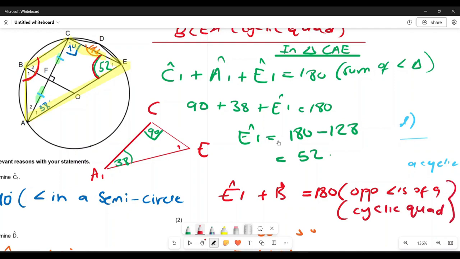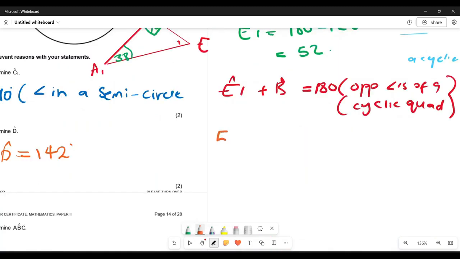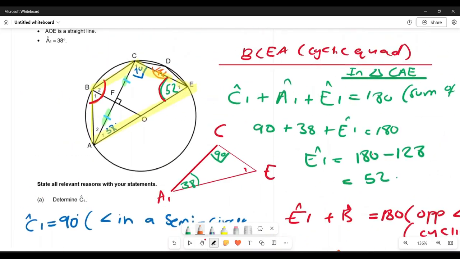And now I can solve for the whole of angle B. So let me go about doing that. I know my E1, I've calculated it as 52, plus my angle B, which is what I'm looking for, is equal to 180. As a result, my angle B would be equal to 180 minus 52, and this would be equal to 128. So the whole of angle B is equal to 128. Let me try and write it here.